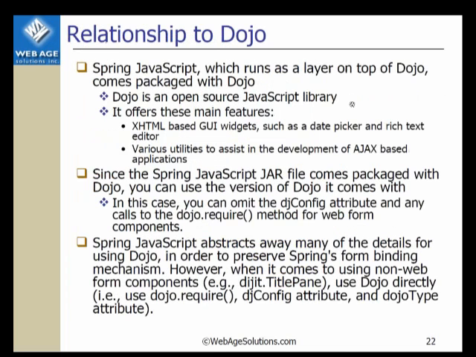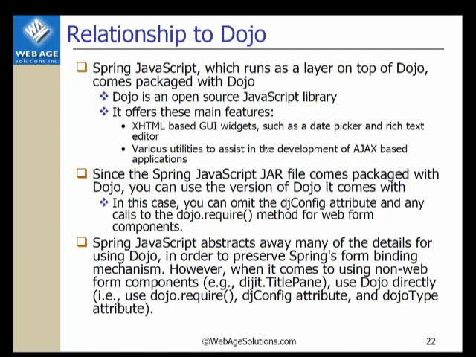So again, it is related to Dojo, a layer on top of Dojo, and comes packaged with Dojo. Dojo is simply an open source JavaScript library. It gives a lot of good features on top of JavaScript. It gives you lots of nice little widgets that you can put on a web page where you don't have to write a lot of the complex JavaScript functionality. They're already there. Lots of utilities to help you in developing AJAX or JavaScript-based applications.